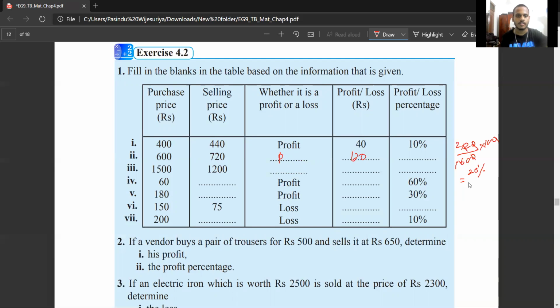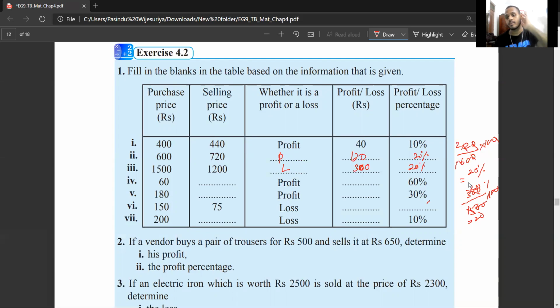Then here bought it for 1500, then sold it for 1200, then it's a loss. So what is the amount of the loss? 300. Then again, if it's 300 divided by 1500 into 100, 2 zeros, 2 zeros, yeah, this is again 20%, and 20%.